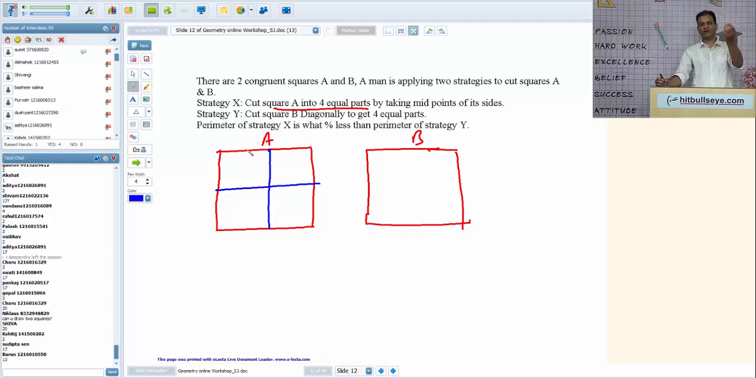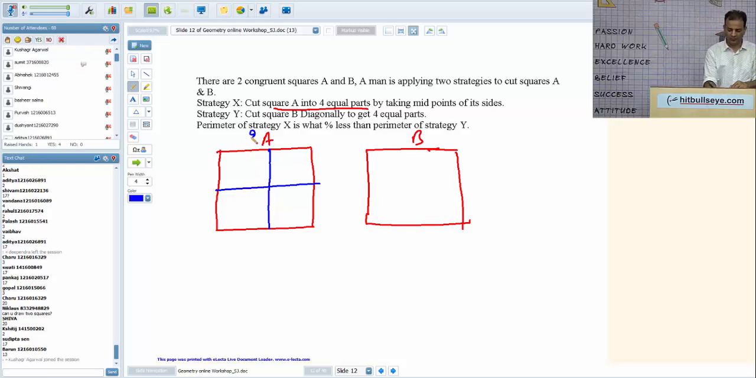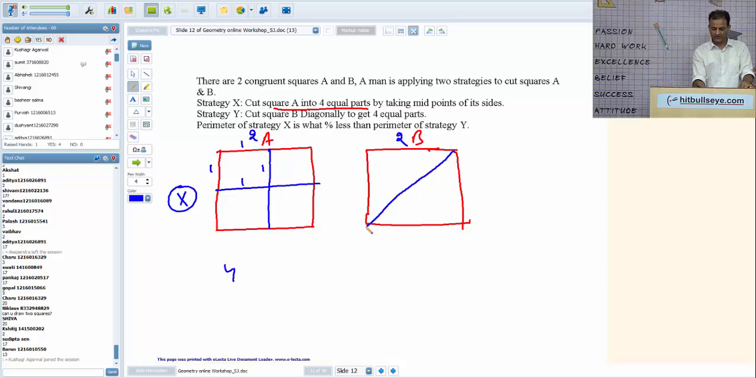Now I will assume the figure, I will take the side as 2. In both cases the side will be 2. So that means this will be 1, this will be 1, this will be 1, this will be 1. So 4 pieces of 1 by 1 will be there. But because he is asking percentage, I will take only one piece. The perimeter is 4 in case of strategy X. Now strategy Y says cut the squares diagonally, like here and here, and we know if the side is 2, this diagonal will be 2 root 2, and the diagonals of a square bisect each other.